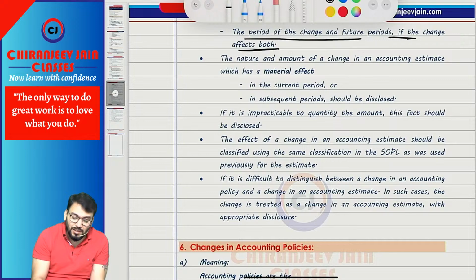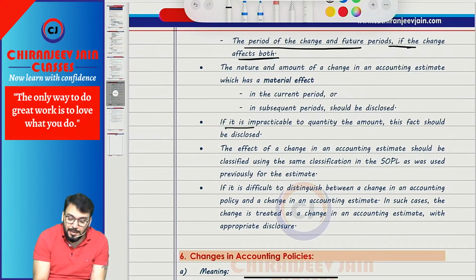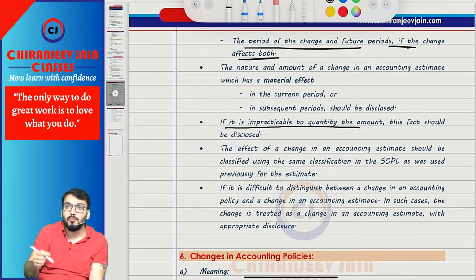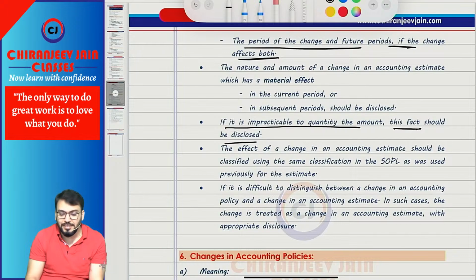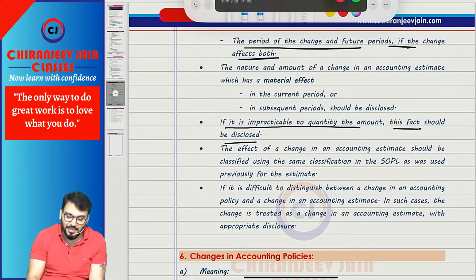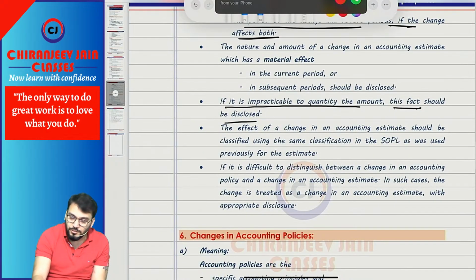Now, if it is impracticable to quantify the amount, suppose you are not able to estimate the amount of the effect of change, then that fact needs to be disclosed. We should disclose the fact that we are not able to determine it. Understood? Don't write it that way in the exam. Correct? Understood this much?